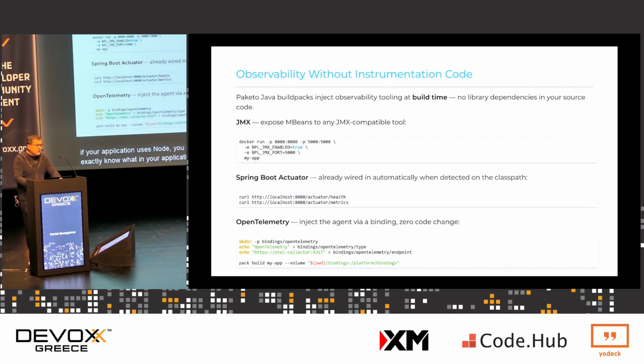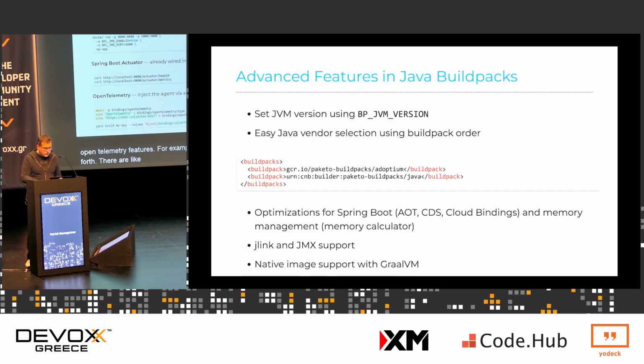So you could even deal with instrumentation. If you want to expose JMX, you can do that. By default, it's not enabled. That's a good thing in the cloud by default. If you use Spring Boot, the Spring Boot buildpack actually detects that the actuator is there, and they will also use the health and metrics endpoints and so on. You can easily enable OpenTelemetry features, so that, for example, the OpenTelemetry agent is added, and so on and so forth. There are many different good things you can easily do.